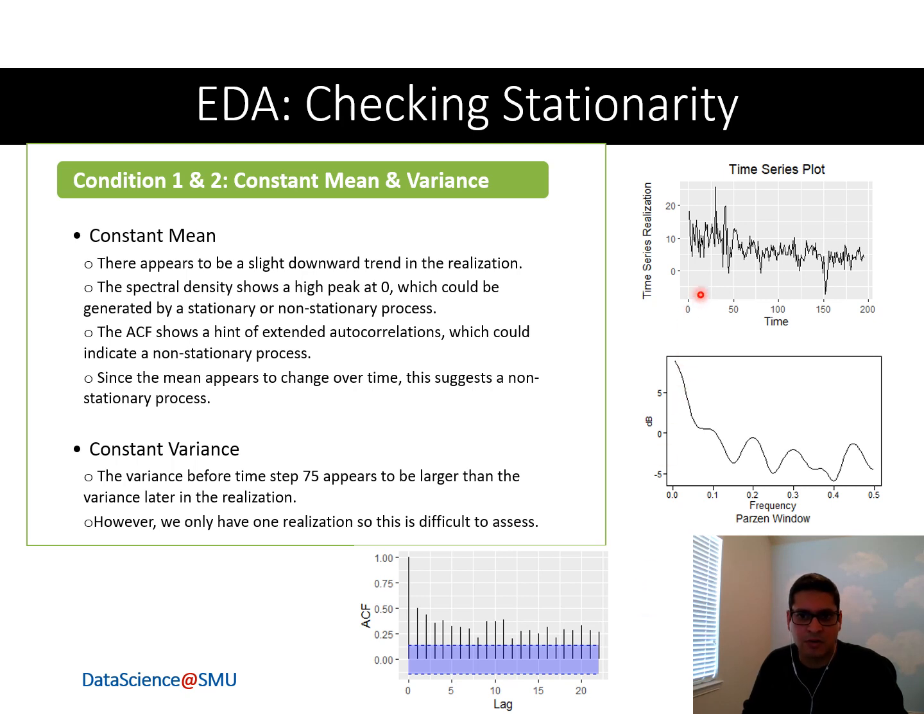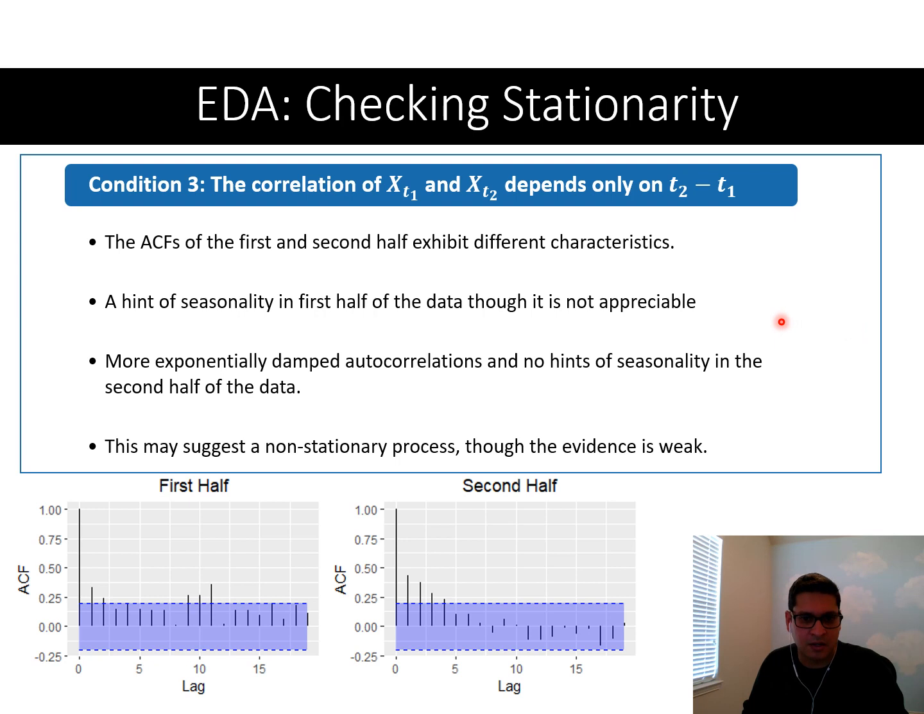Looking at the variance, we only have one realization, so it's a little hard to say whether the variance varies with time. But if you look at the first half and the second half, we find that the first half has a much higher variance compared to the second half, again hinting towards a non-stationary process. Looking at the third condition, comparing the first half and the second half ACFs, we find that they are actually quite different. And again, this is pointing towards a non-stationary process.